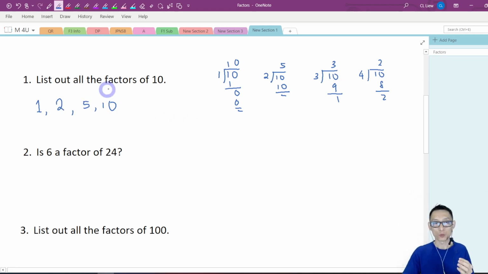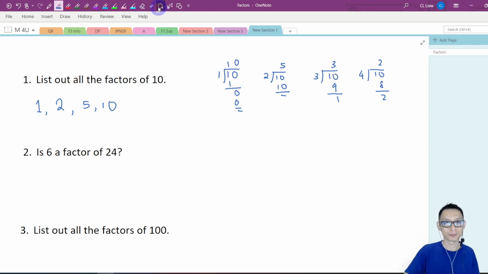But if you're given a number which has a lot of factors, and the question asks you to list out all the factors of that number, if you do it this way, in my opinion, it's easier for you to miss out some factors. Because you notice that just now, I considered 1, 2, 3, 4, 5, and so on. Every time I only consider one number, right? So instead of doing so, I encourage you to think pair by pair. What do I mean by pair by pair? Let me show you here.